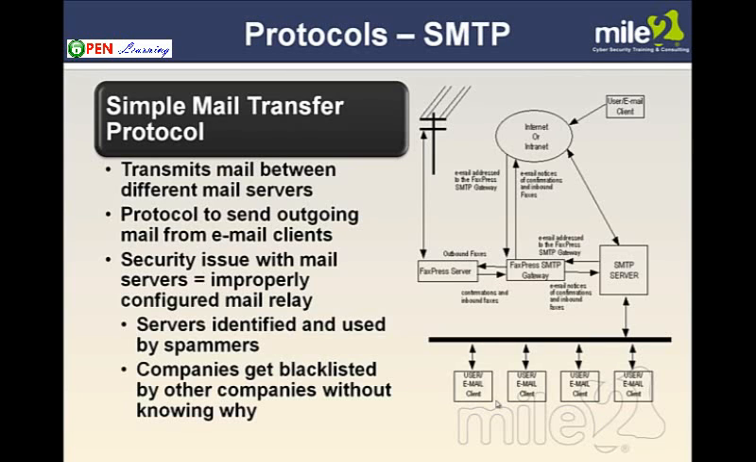Simple Mail Transfer Protocol, think email, port 25. This is something that would need to be secured, of course. Transmits mail between different mail servers. It's a protocol to send outgoing mail from the email clients. Many security books bring up a security concern where these systems are being used as a mail relay, an email relay. And email can be basically moved from one email server to another email server and passed on.